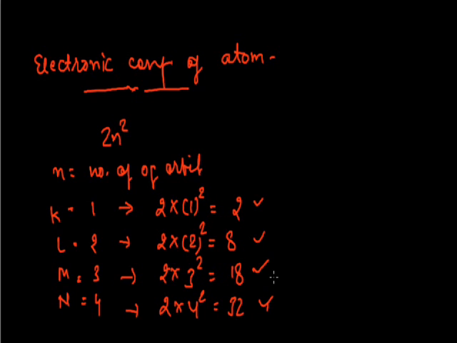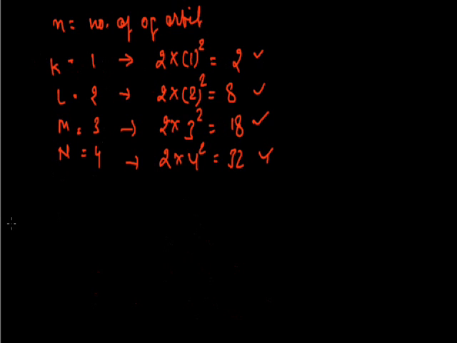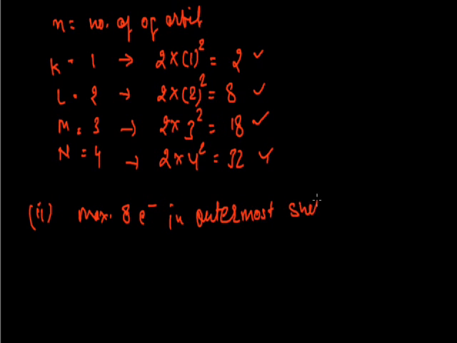In the outermost shell of any atom, the maximum possible number of electrons is 8, except in the first shell, which can have at most 2 electrons. This is also known as the rule of octet. We can say there can be a maximum of 8 electrons in the outermost shell of an atom.